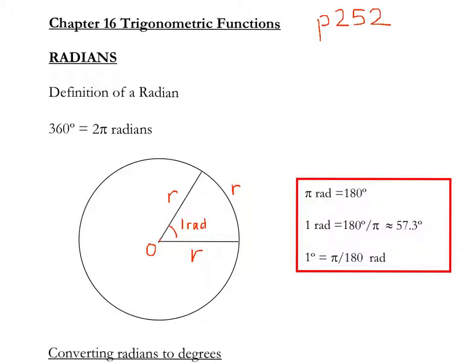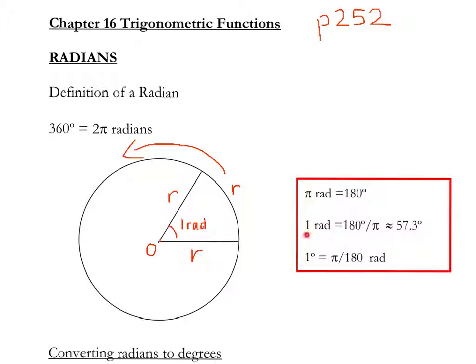Okay, if this angle was to sweep all the way round, in terms of 360 degrees, it would be 2 pi radians, because the circumference of a circle is simply 2 pi r. That means that we can do this conversion, that pi radians is equal to 180 degrees, simply because 2 pi radians are equal to 360 degrees.